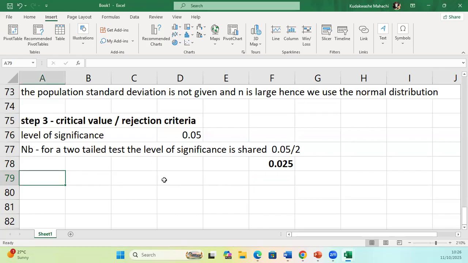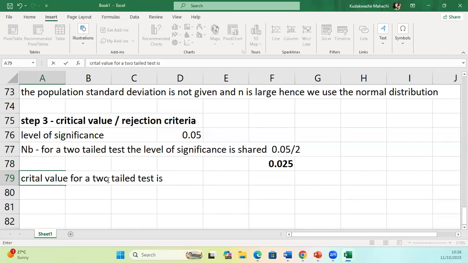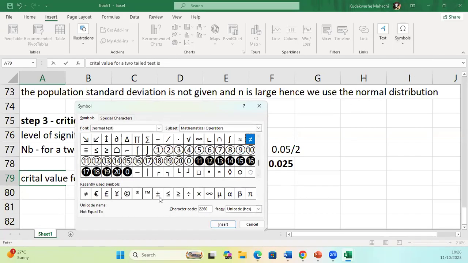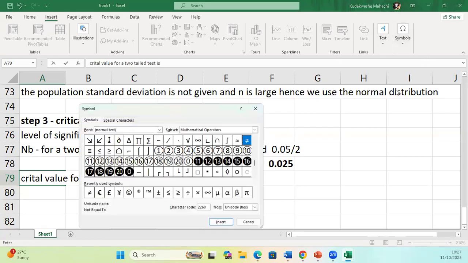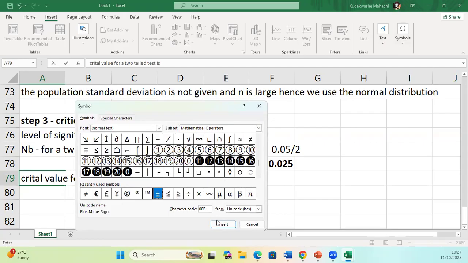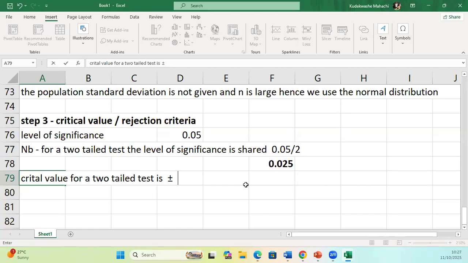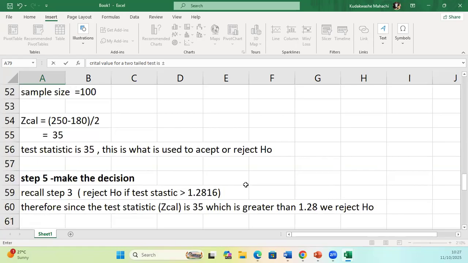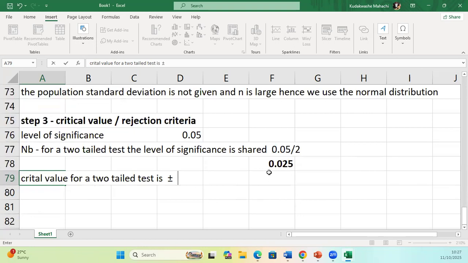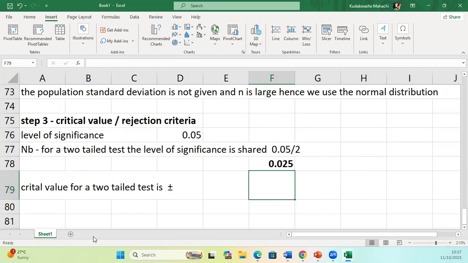Then when looking at the tables, the critical value for a two-tailed test is plus or minus. The answer that you get from the tables will be plus or minus. So if maybe it was the last question, it will be plus or minus 1.2816. So let's go to the tables and find 0.025. Let's go and find our critical value, 0.025.